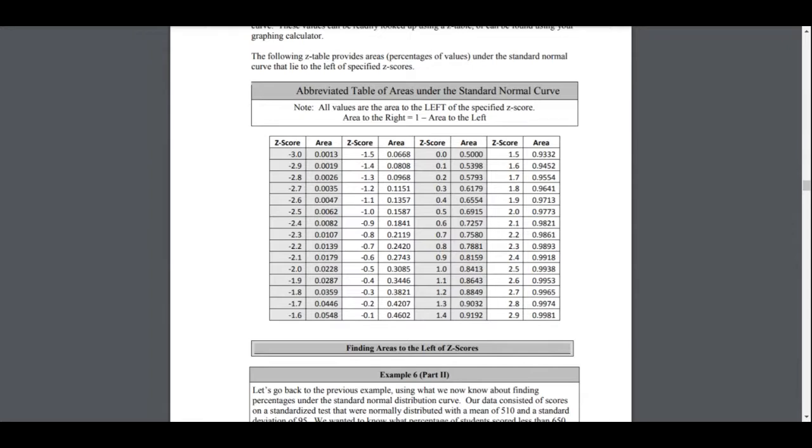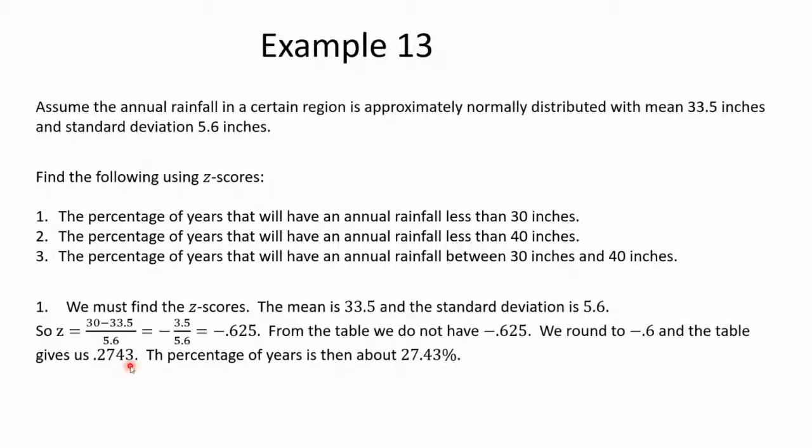Okay? I know that was kind of quick, so let me get to the notes again. Then I'll do this through Desmos. Basically, again, you get 0.2743. And so that tells you about 27.43% of the years, of all the years they're measuring this, have an annual rainfall less than 30 inches. Less than 30 inches, okay? So again, we're looking for the percentage of data values here, which are years with annual rainfall. In that case, we get 27.43%.